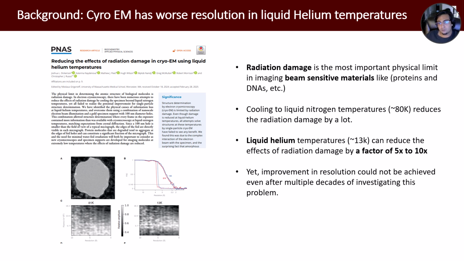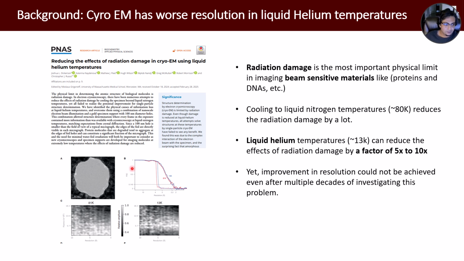We can obviously cool it down further and reduce the damage further, right? 5 to 10 times more if we do it at liquid helium temperatures. But the problem is we cannot see any improvement in the resolution. So a group of researchers from the University of Massachusetts Medical School, Professor Christopher J. Russo and group, have tried to understand what is really going on, why we are losing this resolution, and what we can do about it. How can we mitigate this, right?